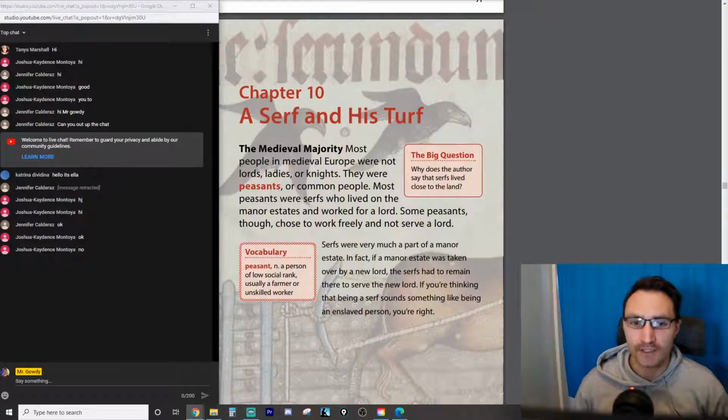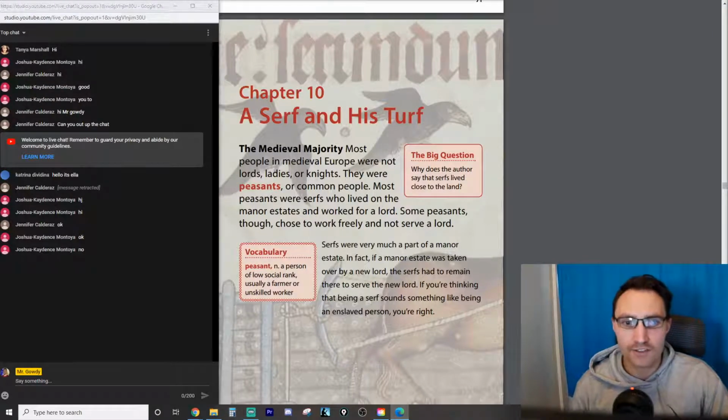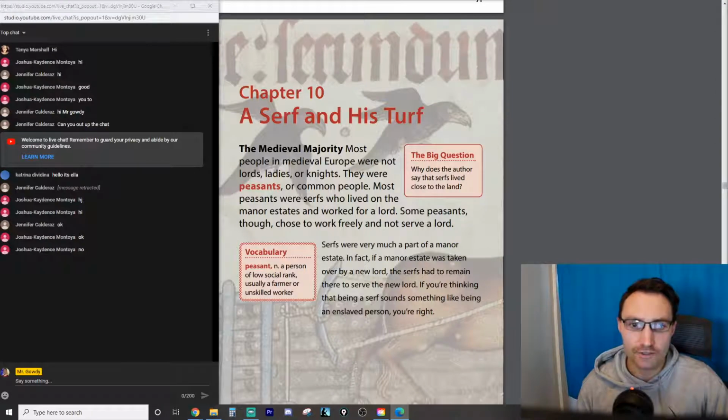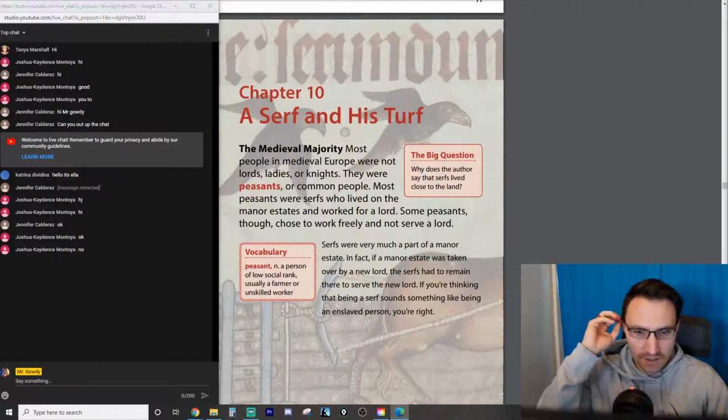Okay, so let's get focused and call attention to the big question. The big question says, why does the author say that serfs lived close to the land? What does that mean?